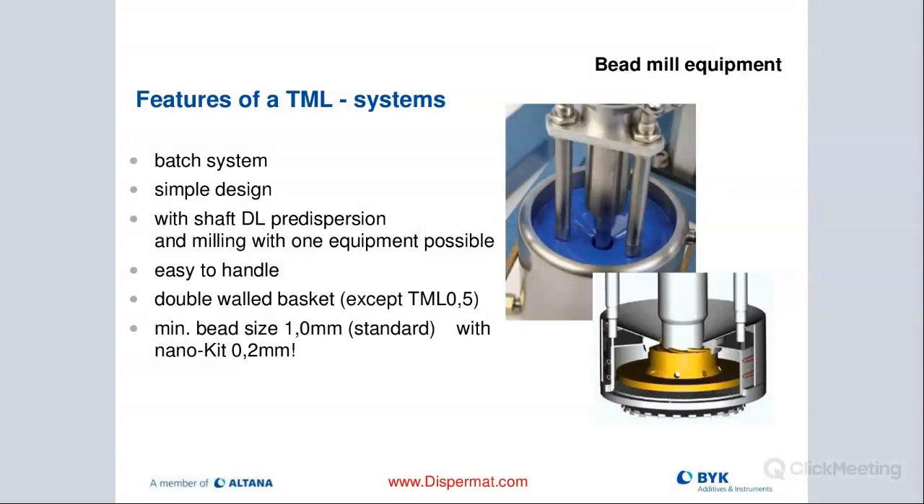So here are just some features. The basket mill system is a batch system. It's a very simple design. Again, with the cooling, we're able to really maintain a good temperature. With the quick change system, the DL shaft allows us to move seamlessly from a dissolver over to a basket mill. Very easy handling. And with the nano kit, I can go down to 0.2 millimeter beads.